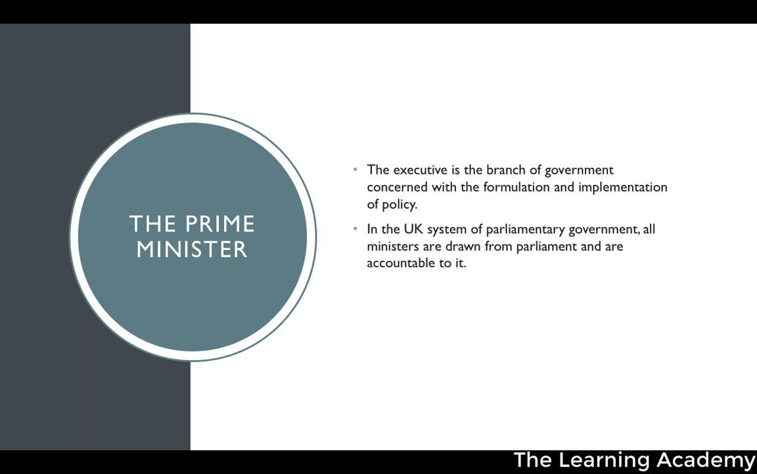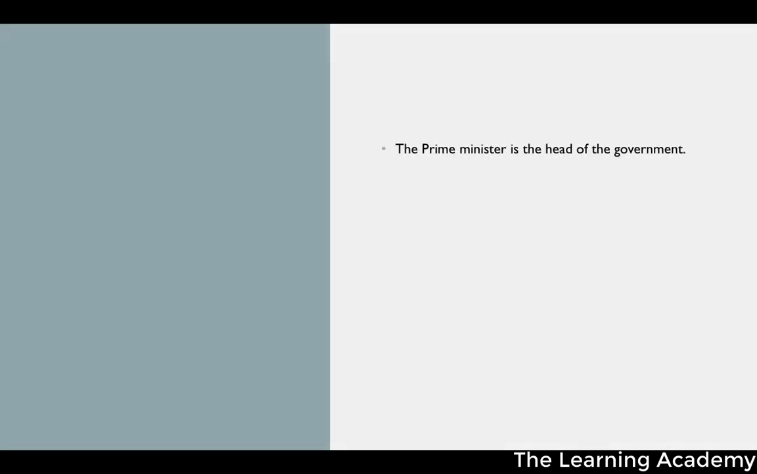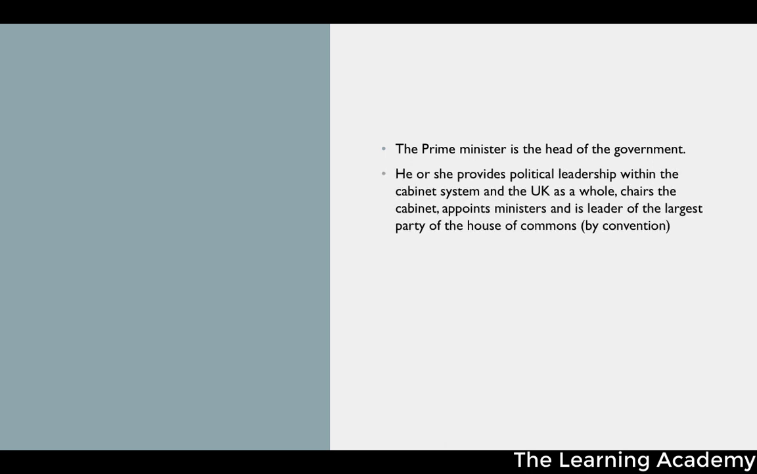We have a system of parliamentary government, okay, all ministers are drawn from Parliament and are accountable to it. We talked about that in an earlier video in the Parliament topic. The Prime Minister and Cabinet are the main institutions within the executive branch. So the Prime Minister is what's known as the head of the government. Okay, he or she provides political leadership within the Cabinet and the UK as a whole, chairs the Cabinet, appoints ministers, and is the leader of the largest party in the House of Commons by convention only.